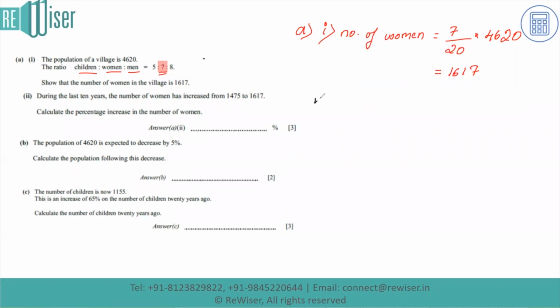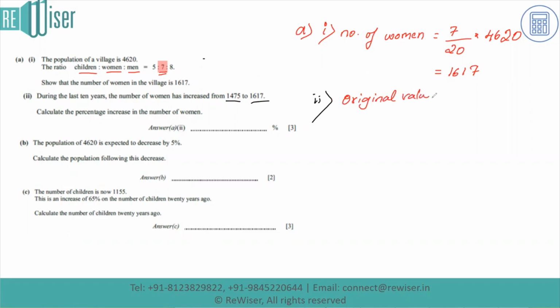And next, for A part 2, we are talking about during the last 10 years, the number of women has increased from 1475 to 1617. Calculate the percentage increase in the number of women. Whenever we talk about calculating the percentage increase, first of all, we need to figure out what is the original value and what is the new value. So the original value in this case is 1475.